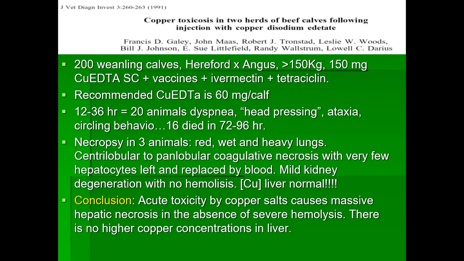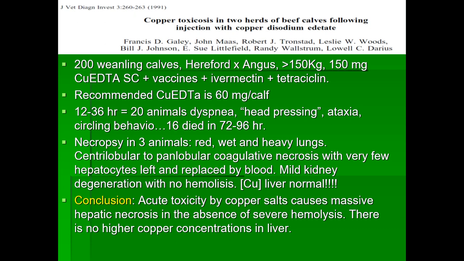In one of them, they had 200 weaning calves weighing more than 150 kilograms, and they were given an injection of copper EDTA, vaccines, tetracycline, and ivermectin. The dose of copper was about 2 times what is recommended, which is about 60 milligrams per calf. And after 12 to 36 hours, 20 of the animals developed dyspnea, head pressing, ataxia, circling behavior, and 16 of them died within 72 to 96 hours.